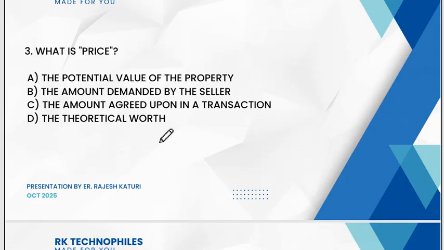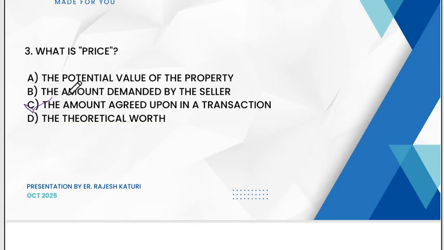So what is price? We have discussed it in the previous session. What is price? The options are here. The potential value of the property, the amount demanded by the seller, the amount agreed upon in a transaction, the theoretical worth. So the answer will be the amount agreed upon in a transaction. So this is the answer, C.